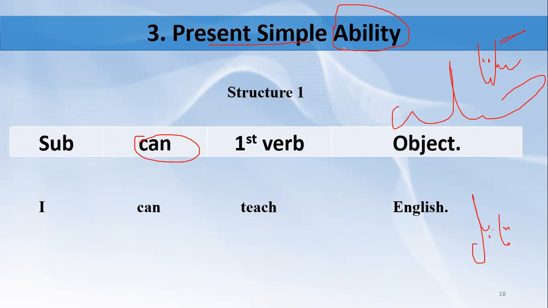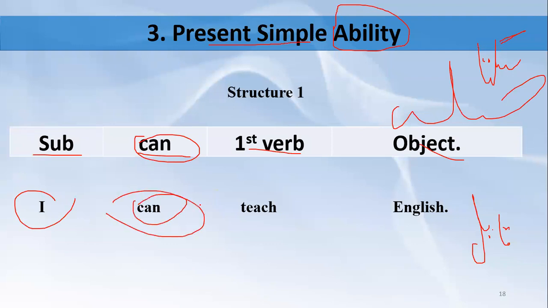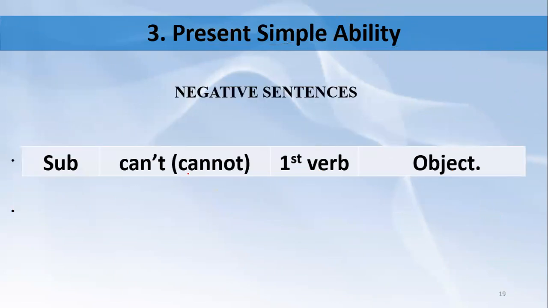So structure number one, to describe our abilities in the present simple tense, is subject, then can, then first form of verb, and finally object. Like I can teach English, we can learn English. Fine. We can manage to have online classes. We can do this and we can do that. Clear? All our abilities. Then if you look at the negative structure, simply cannot. We cannot do this.